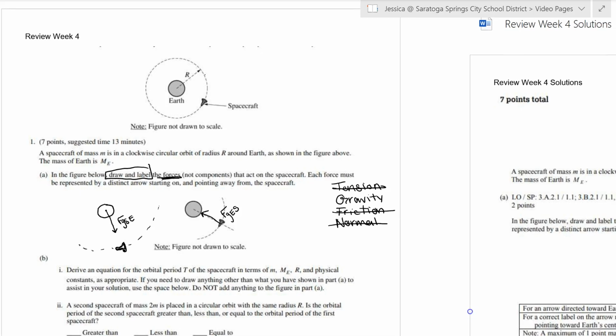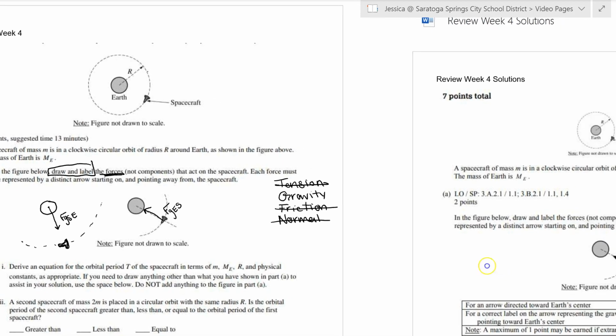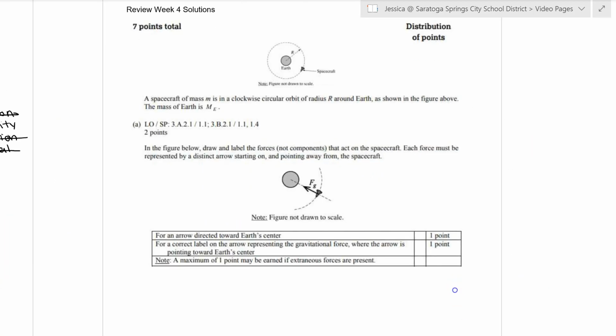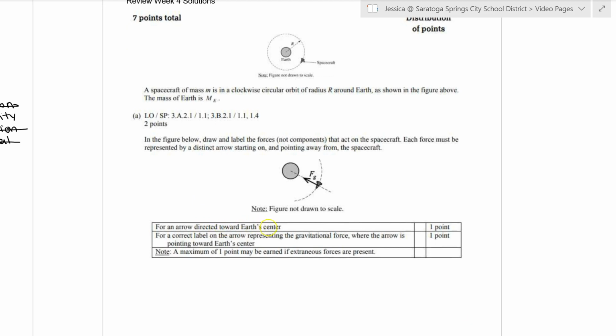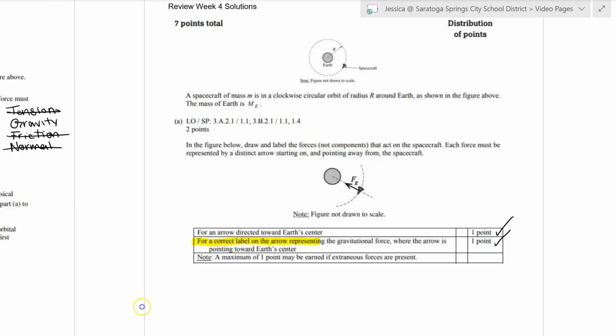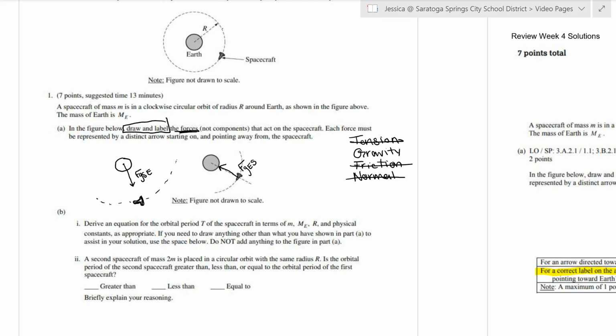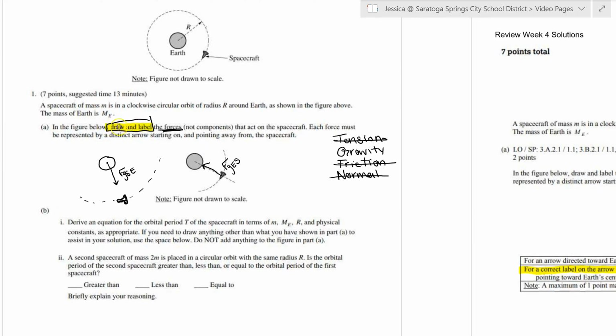So let's take a look at the answer for A, make sure I got all my points. I get 1 point for an arrow directed towards Earth's center. Awesome. And I get a point for the correct label. Good. So again, you're getting a point for that labeling. It's really important that if it says draw and label, that you label. So what you should do is highlight or underline the action verbs or action words in the sentence, because that's going to tell you what you need to do.